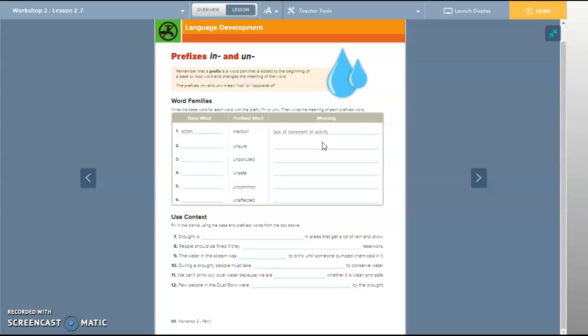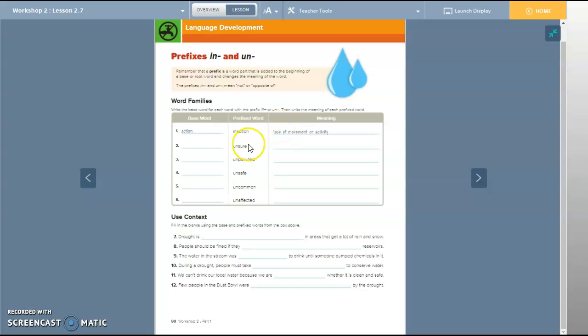Okay? All right, so what they want you to do right here, they're looking at these word families. So the word is inaction. The base word, or the main word, of that is action. And over here it tells us that it means lack of movement or activity. Something is not moving, right, if it's in action.